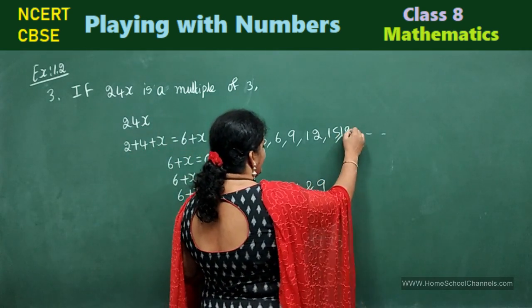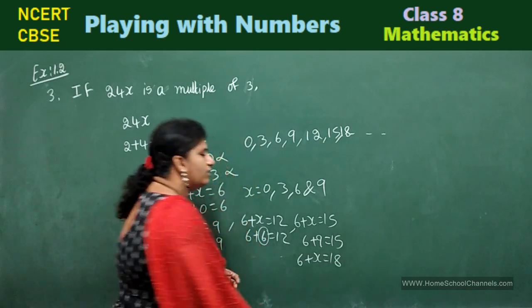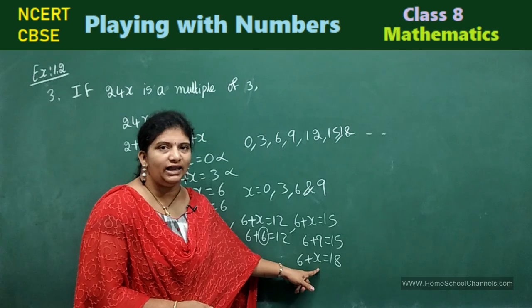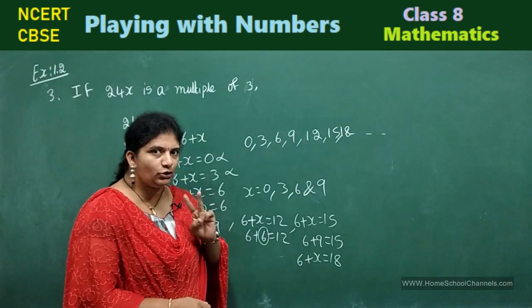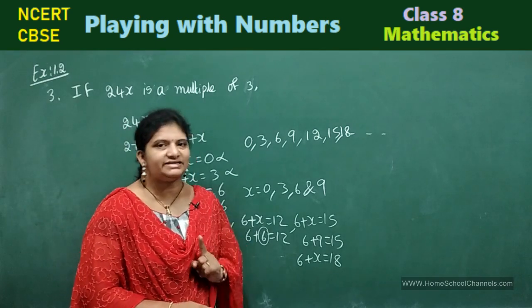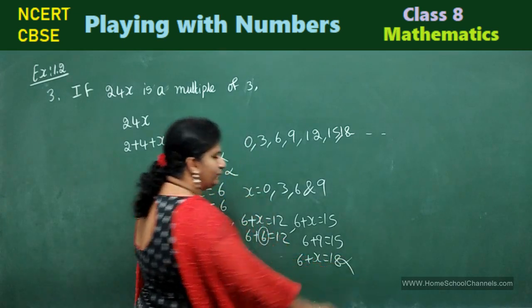That is 18. 6 plus x is equal to 18. What do you add to 6 to get 18? 12. But x cannot be a 2-digit number. x is a single-digit number. Okay. Therefore, I cannot go with this value.